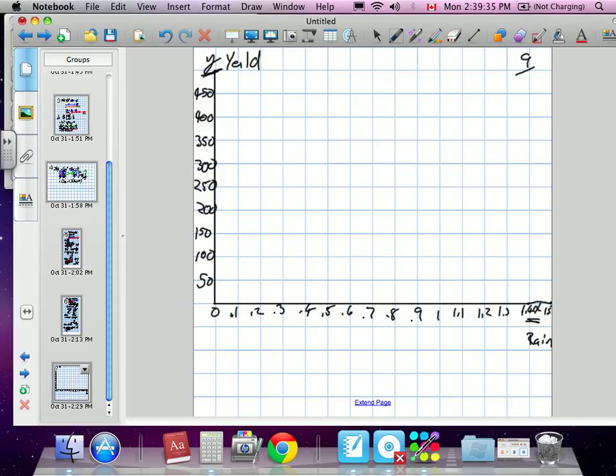I'm going to quickly plot the points we have, which is 0.3 and 35. That would be roughly here. 0.45 and 104. Let's say it's about there. 0.6 and almost 200 is 198. 0.9, oh sorry, 0.75 and 287. 0.9 and 348.